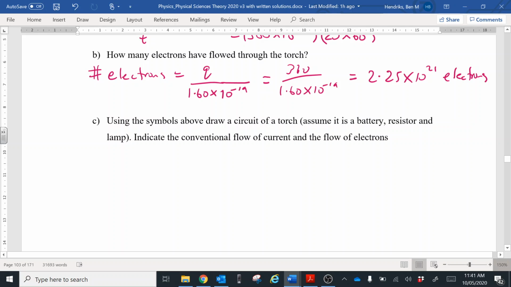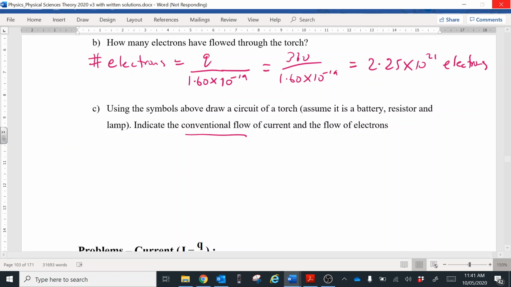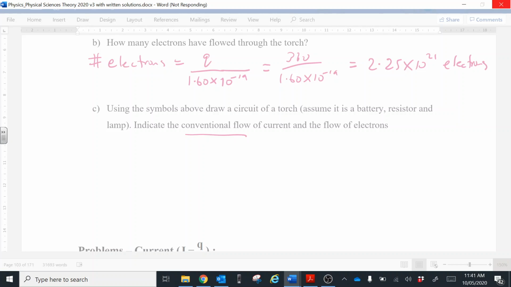Using the symbols above, draw a circuit of a torch, assuming it is a battery, a resistor, and a lamp. Indicate the conventional flow of the current as well as the flow of electrons.